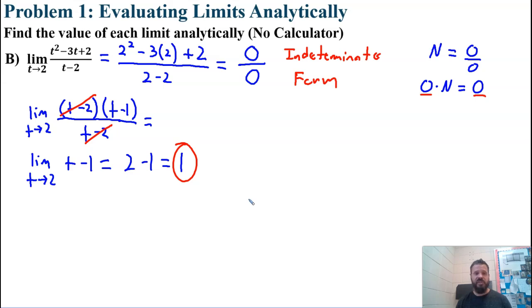All right, so that's our first technique. When we run into this indeterminate form, look and see if we can factor things out and get rid of that denominator issue, and then use direct substitution once you've taken care of that. All right, part C is the same type of problem. Why don't you take a minute, pause the video, work through that in your notes, and then hit play to see the worked out solution and check your answer.